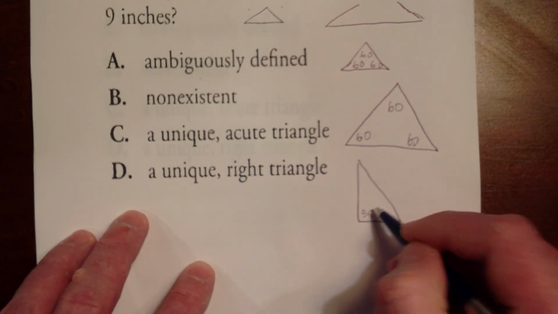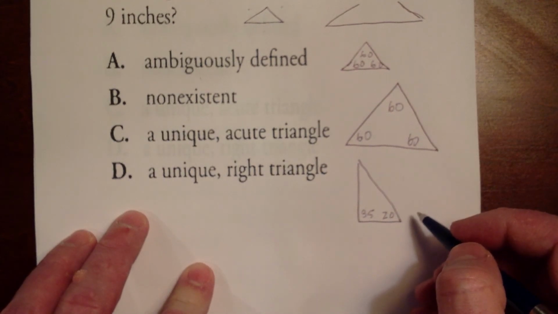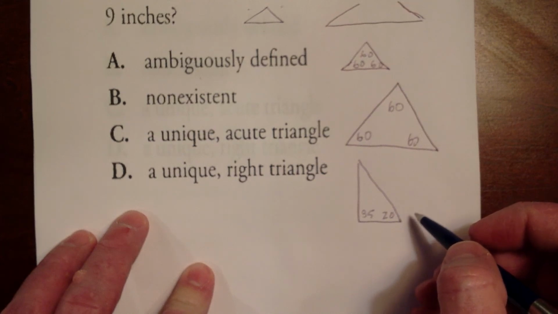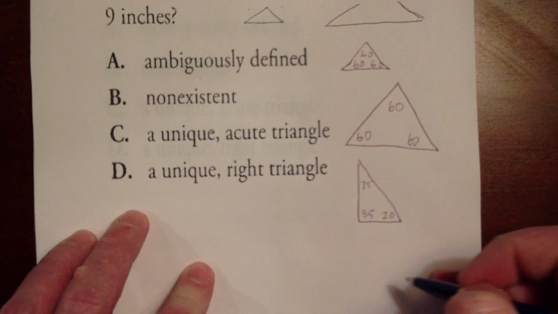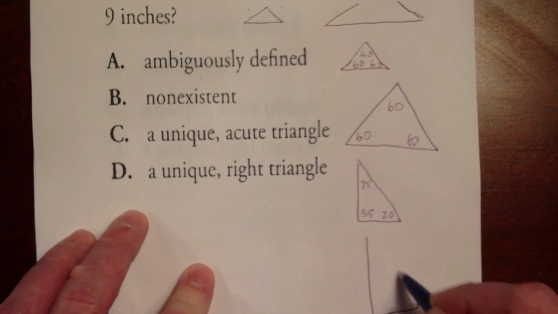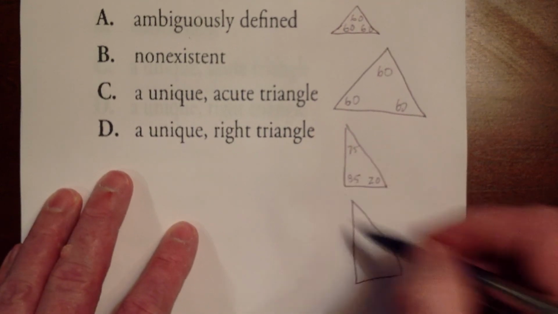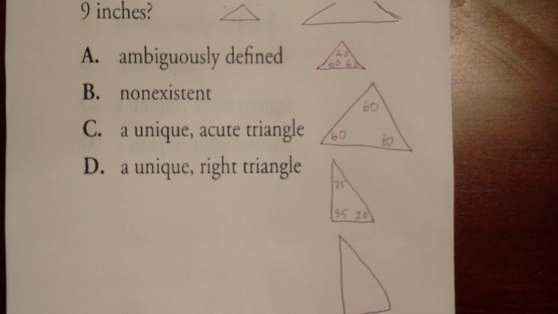Another example, we might have one that's 85, 20, and let's see, it's 105, 75. Can I have more than one triangle like that? Yeah, absolutely I can. I can just have a bigger version of it. Even though the side lengths are longer, I can have one like that, and that's what we call ambiguously defined. It's not 100% sure.